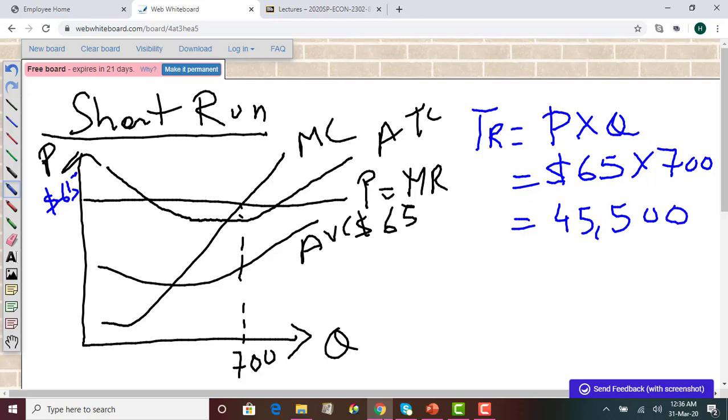Now, what about my total cost? For the total cost, we start at the point where the marginal revenue curve intersects the marginal cost curve.